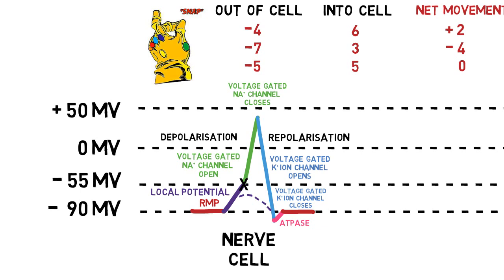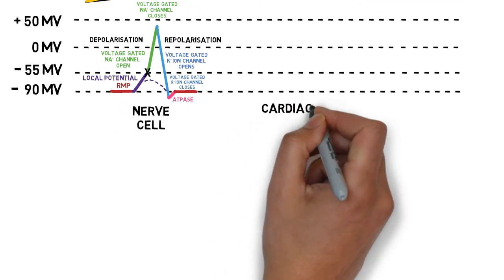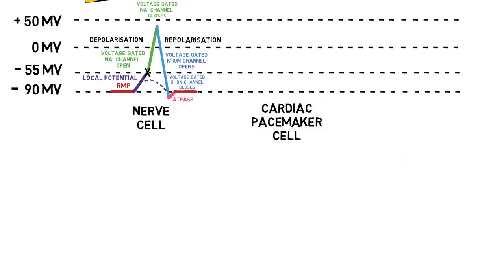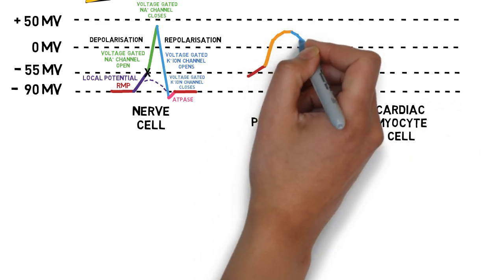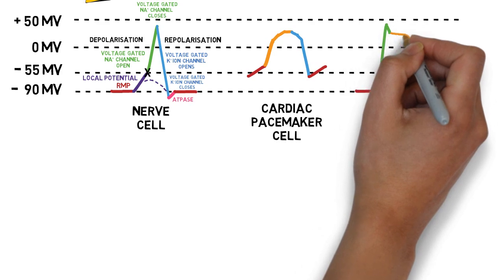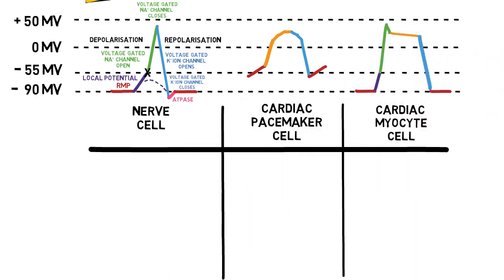So how different are our cardiac cells from nerve cells? Well, we can generally divide our cardiac cells into pacemaker and myocyte cells. These two cells are different from each other in a number of ways and have some similarity with our nerve cell as well, in terms of ion channels and resting membrane potential.